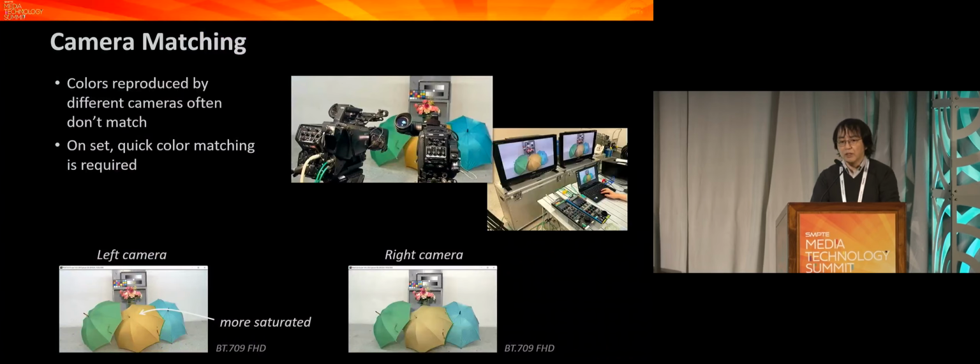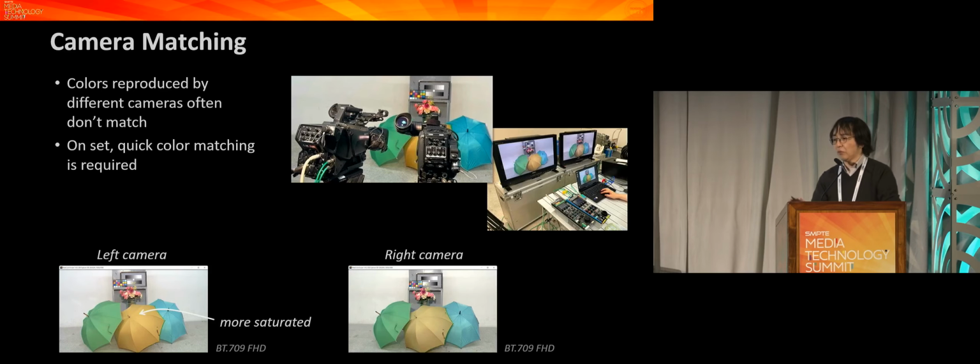Recently, I used the ring scope for camera matching. Colors reproduced by different cameras often don't match. I used a Sony camera and an Ikegami camera, and the bottom shows each camera's image, and the yellow umbrella on the left camera is more saturated than that by the right camera. But the video engineers have to match these colors very quickly on set.